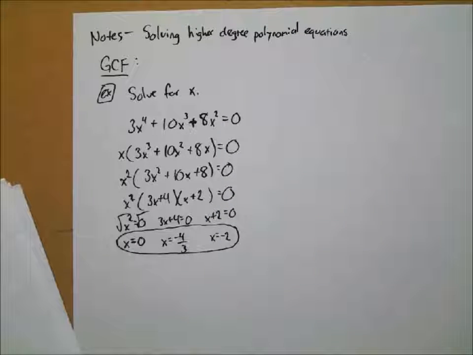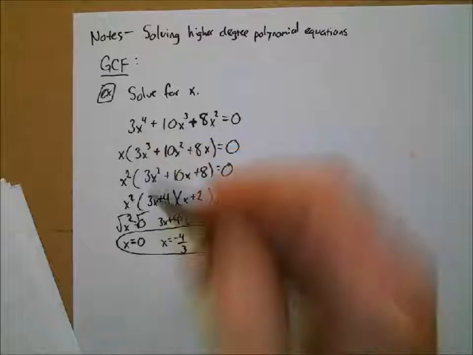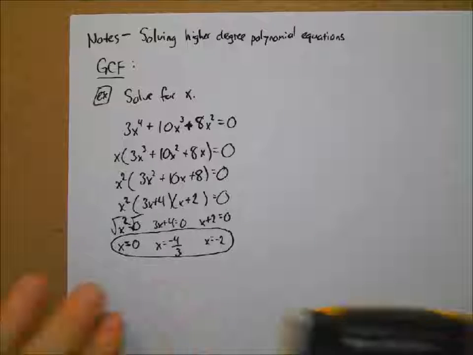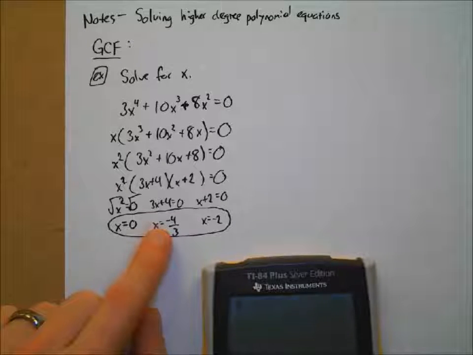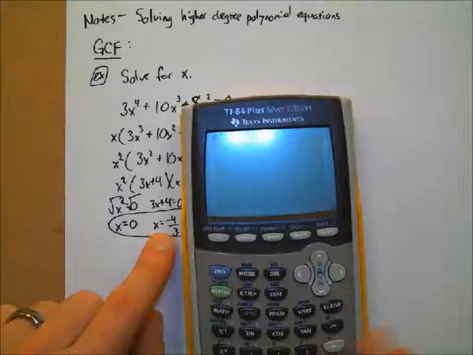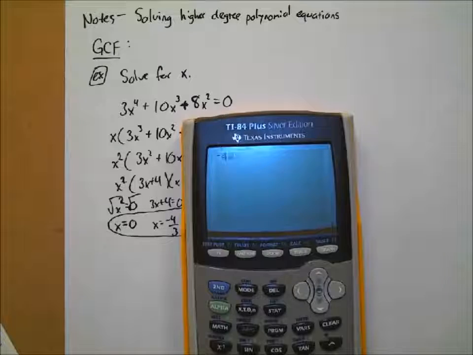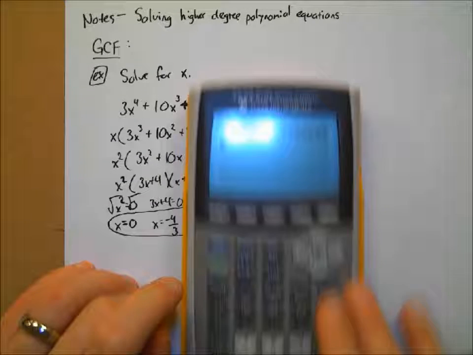Okay. If you don't believe me, you can check each one of these by plugging them back into your polynomial. I know it can be kind of a pain sometimes to rewrite these. So let's just check negative 4/3, for example. That's maybe a more interesting one because it's a fraction. Remember what you can do here is you can type negative 4/3 in your calculator. You can hit enter if you want to.